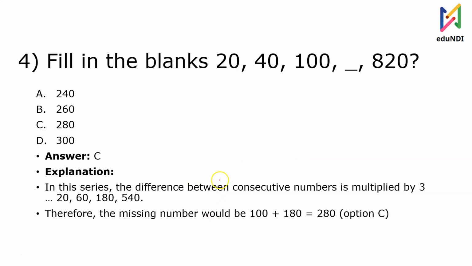Okay, so I have explained it here. If you see, the difference between consecutive numbers is multiplied by 3. This is interesting, no? So you have 20, 60, it's multiplied by 3. So could this be 180, right? And then you have 540. Yes. So if you have 280, right? Sorry, this has to be 540, not 340.